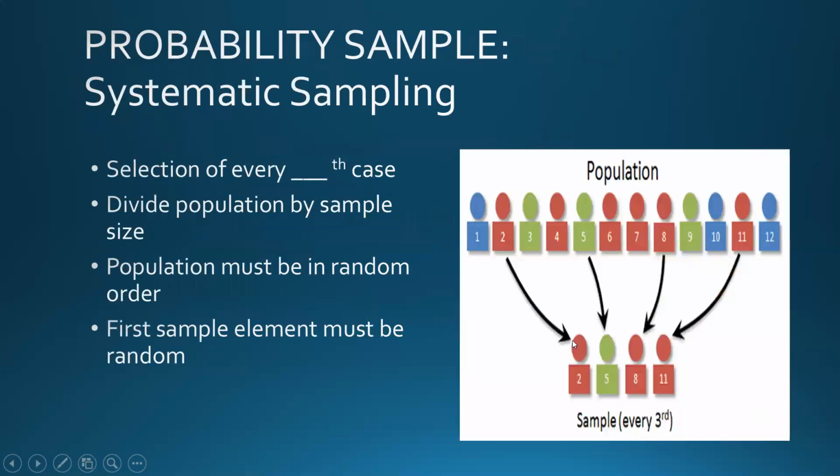And then we have systematic sampling, and that's where you select, in this case, every third case. You divide the population up by sample size, and then you have to put them all in a random order, and you just basically take every third, and that would be considered systematic. Now, it doesn't have to be every third, it could be every fourth, every other, but it's systematically done after placing people in a population in random order, and that's your systematic sampling.